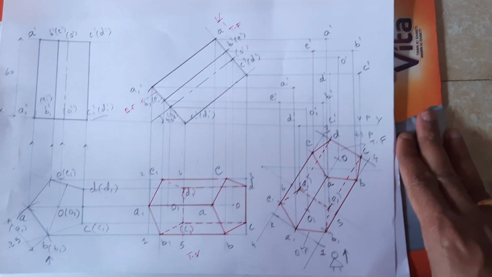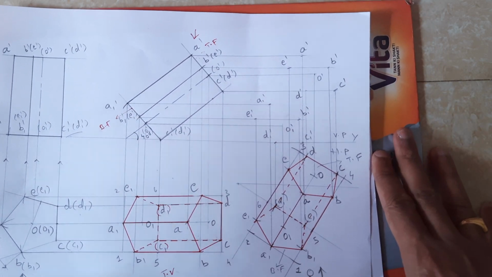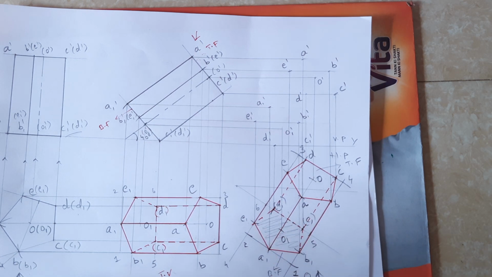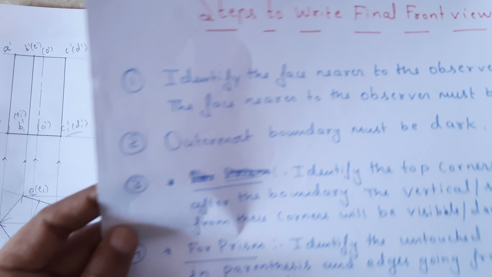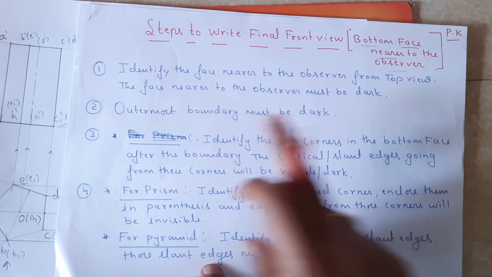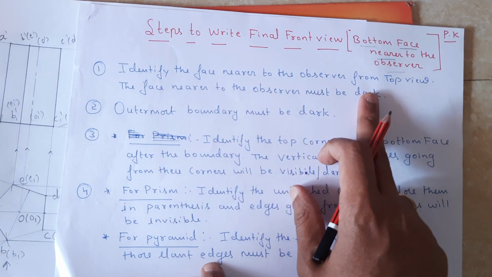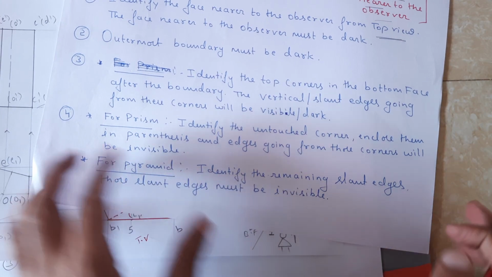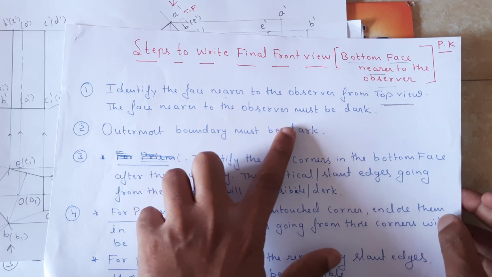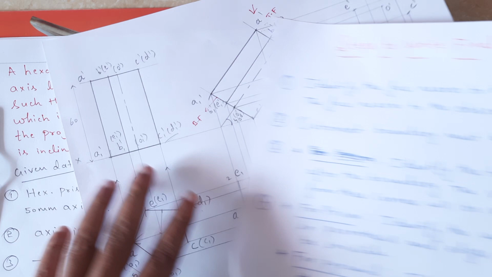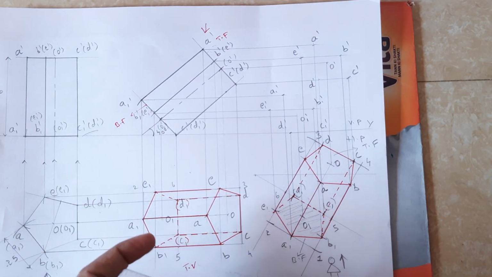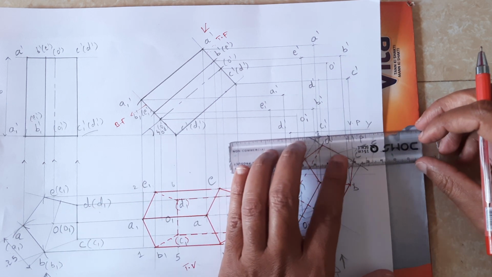Here the bottom face is nearer to the observer. So which is the bottom face? This is the bottom face. To write the front view, the first step is to identify the face nearer to the observer from the top view. So from where are you observing? From the top view. The face nearer to the observer must be dark. So which is the face nearer to the observer? The bottom face is nearer to the observer.